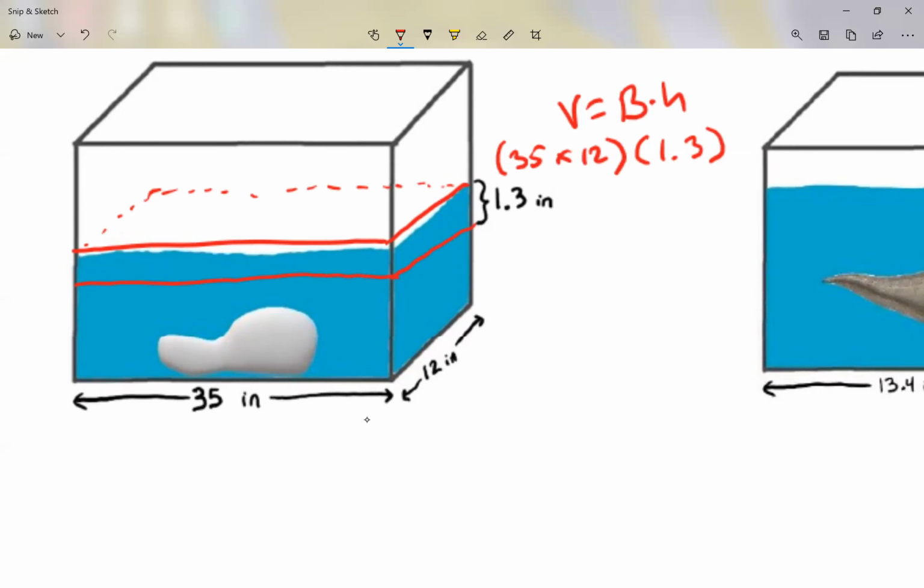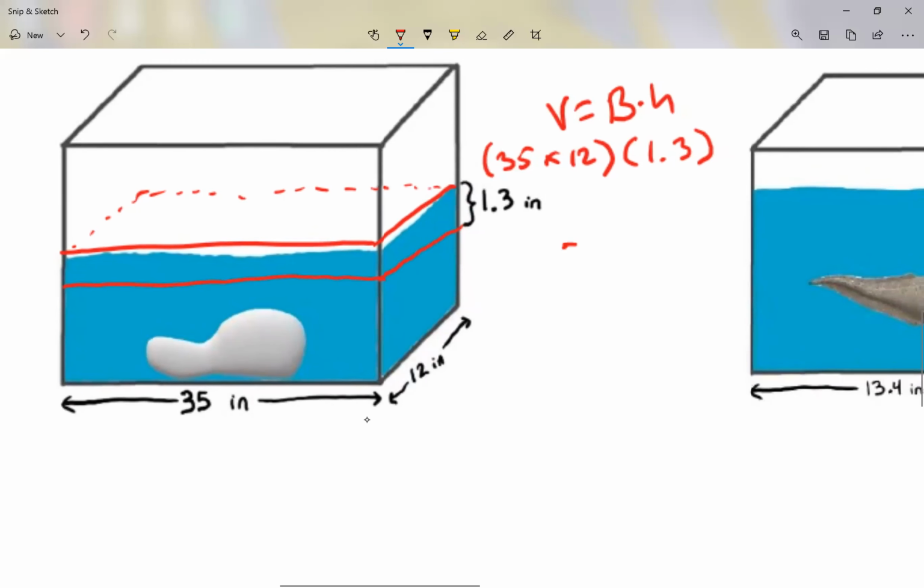That's it. I'm looking at how much water difference there was, and I'm just looking at this as a prism. So I'm just gonna go 35 times 12 times 1.3, and it gives me 546. If there is a decimal, I didn't get a decimal, but if there is a decimal, round it to 1 decimal place.